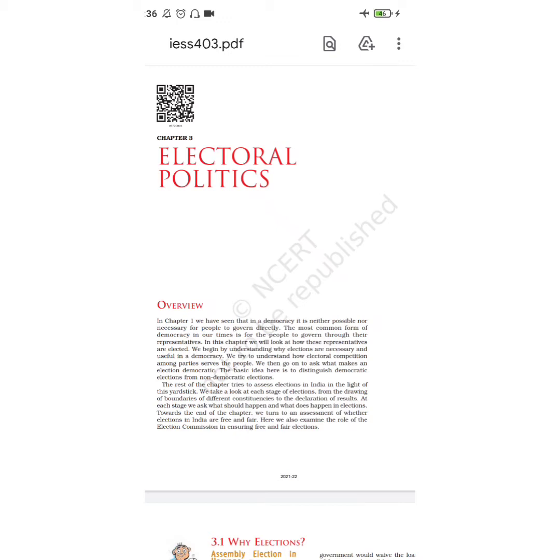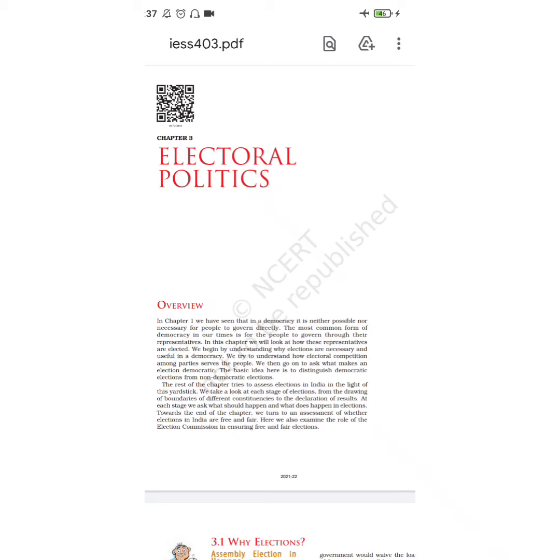And in this chapter, we are going to understand the electoral competition among parties. We know that during the elections, lots and lots of parties take part and win or lose, and we select our representative. So we can say that it is through elections we can distinguish between democratic countries and non-democratic countries. And we know that in democratic countries, free and fair elections are held, whereas in non-democratic countries, no elections take place.